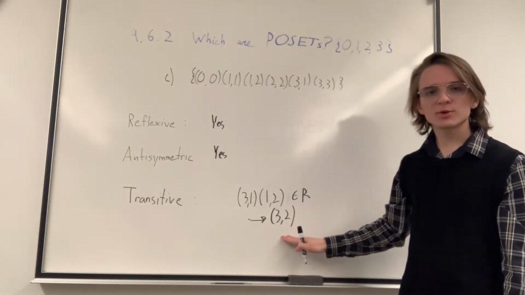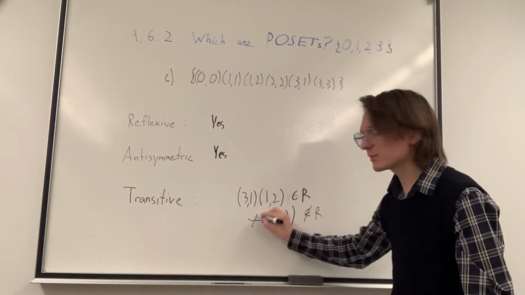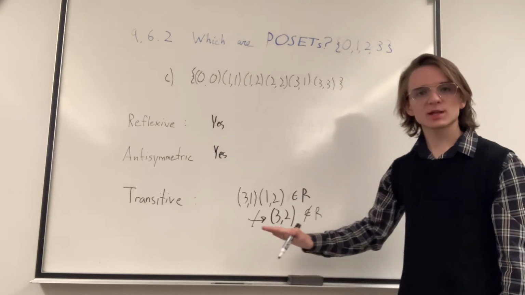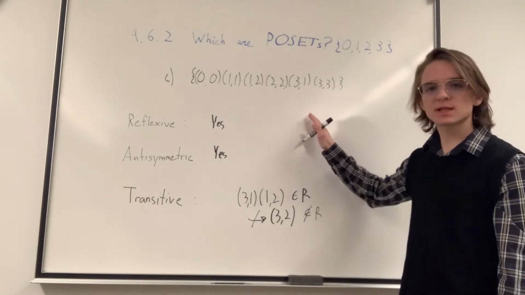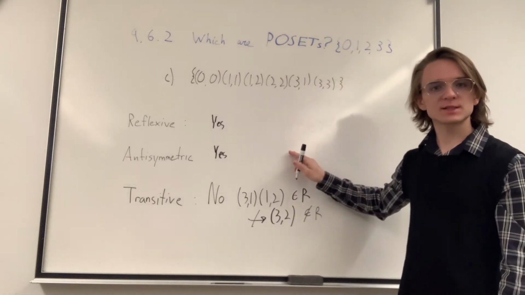But 3, 2 is not in the relation. So therefore the implication fails, and because the implication fails on transitivity, we would say this relation is not transitive, and therefore it's not a poset.